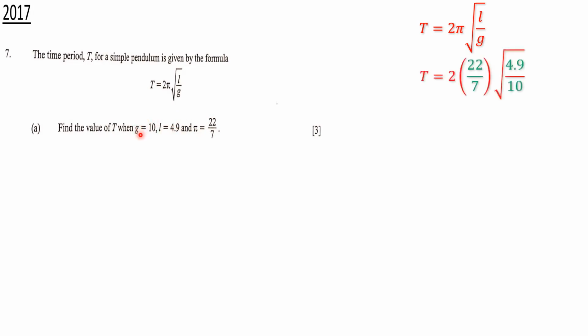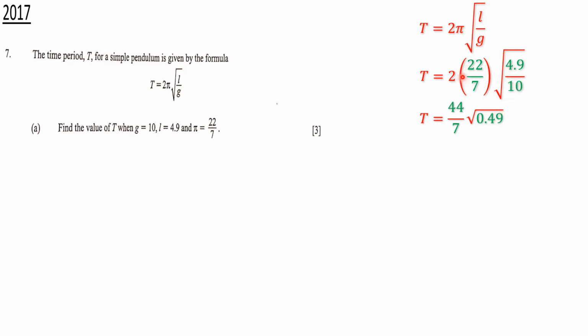And so let's substitute. Remember, wherever we see pi, we put 22 over 7. Wherever we see L, we're going to put 4.9. And wherever we see G, we're going to put 10. Now what we can do is divide. So 4.9 divided by 10. What is 4.9 divided by 10? Well, 4.9 divided by 10 is 0.49. And so that's how we get 0.49. We divided 4.9 by 10.